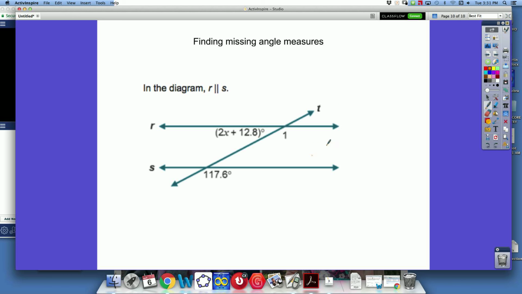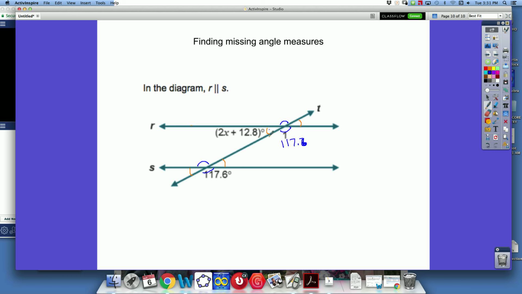And our last problem for the day, they tell us that these two are parallel. So that means we know this has to be congruent to this, and this, and this. So I'm trying to find angle 1. Angle 1, I can see all of my obtuse angles have to be congruent. So that means angle 1 is the same thing as 117.6.